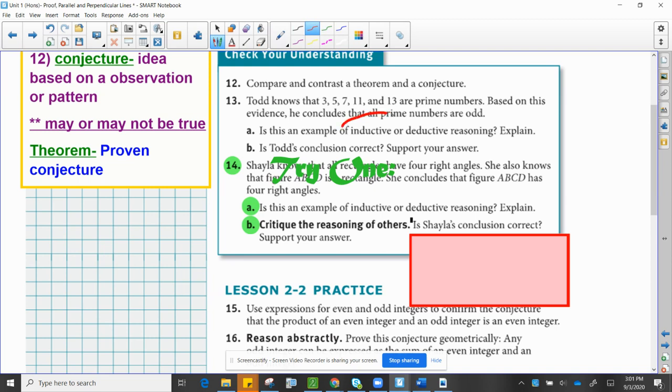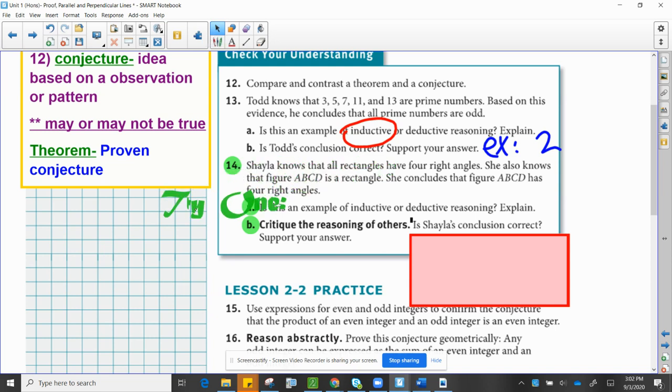Hopefully you said that Todd is using inductive reasoning, okay? Meaning it's not proven to be a fact yet. He's just saying he notices all these numbers are prime and also odd. So he's making an assumption that all prime numbers are odd. So is his conclusion correct? Can you find anything to support or not support his answer? So when I think of this, I think of the example of the number 2. 2 is a prime number because its factors are 1 and 2, but it's not odd. Okay, that's an even number. So technically his conclusion is not correct.